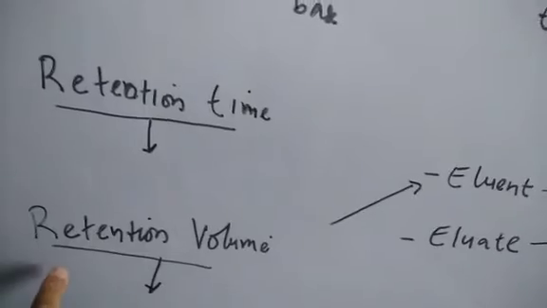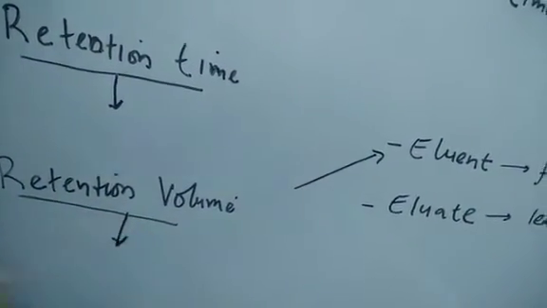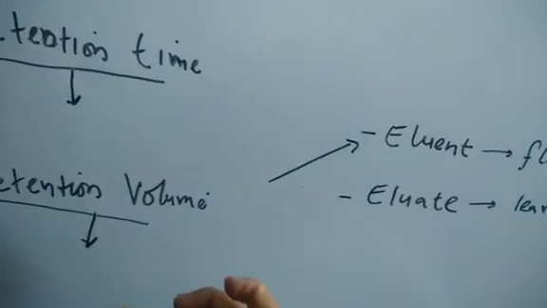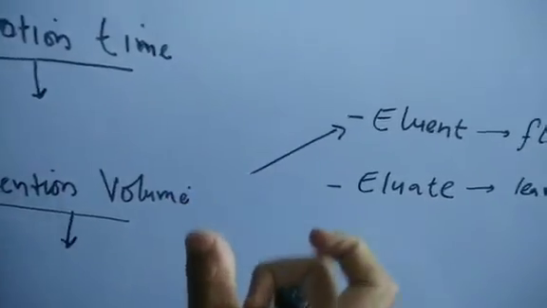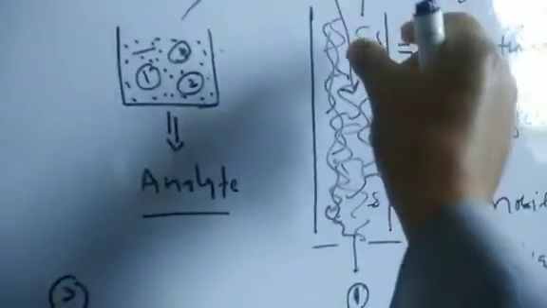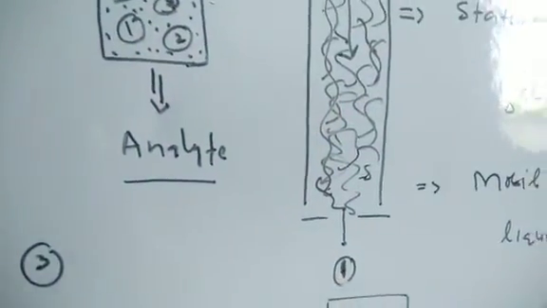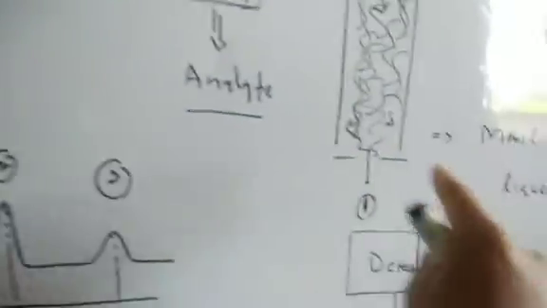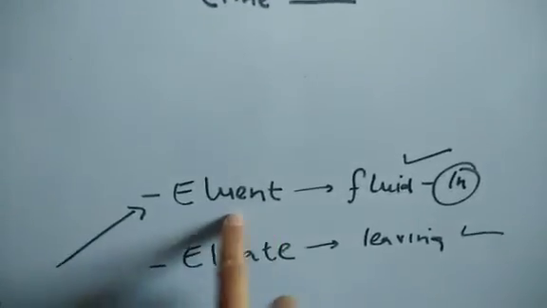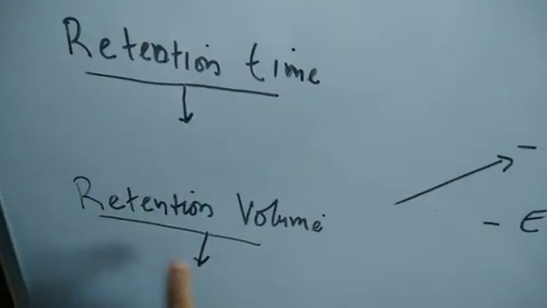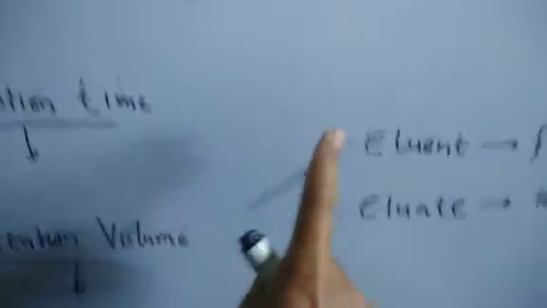Now, if you go to the retention volume, it is the volume of the liquid that basically passes through the column while eluting a particular chemical compound. For example, हमें 5 मिनट लग गए एक component को निकालने के लिए. So, we can define the retention volume for this particular eluent. So, the amount of solvent or the amount of eluent that is required for a particular chemical component, that is actually called as the retention volume for that particular component.